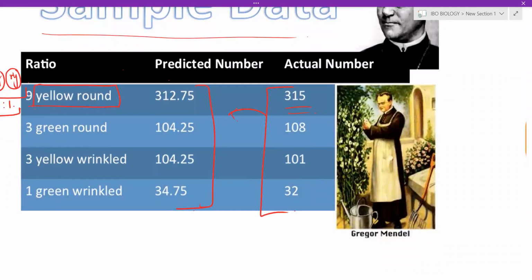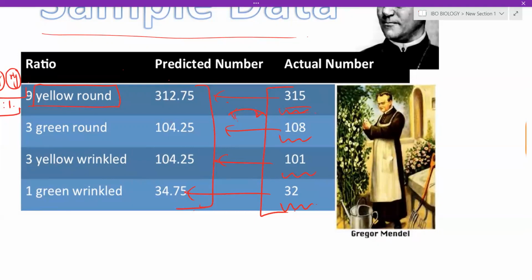In this experiment, what we do is we take a big sample of round and yellow seeds, which are heterozygous, and you cross them with one another. You cross them and you get this number: 315, 108, 101, and 32. And these numbers are actually very close to the predicted numbers. They are in the same ratio of 9:3:3:1.